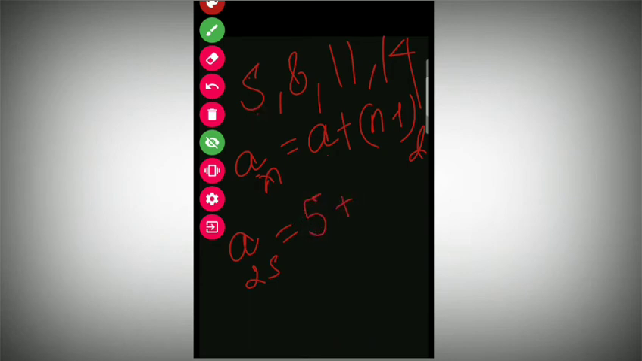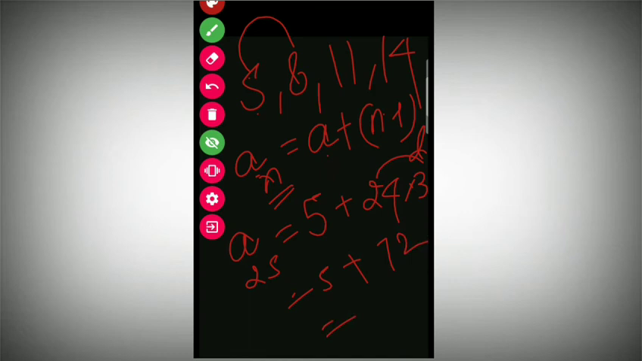We have to find out the 25th term, means the value of n is 25. 25 minus 1, that will be 24. Tell me, what is the difference? The difference is only 3. 5 will be as it is. 24 times 3, that will be 72. 72 plus 5, that will be 77. This will be the 25th term of this given series, or arithmetic progression.